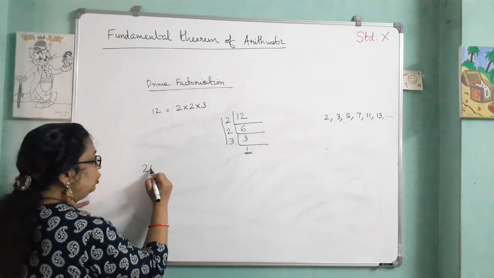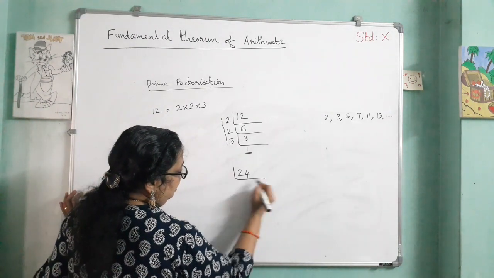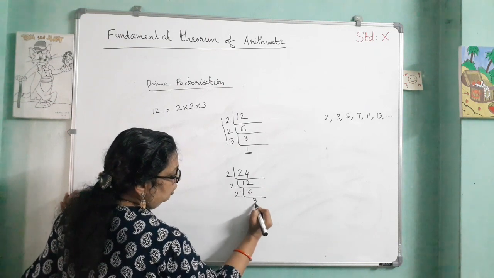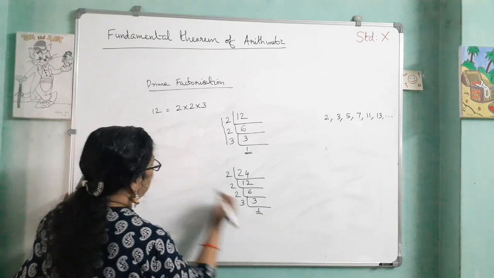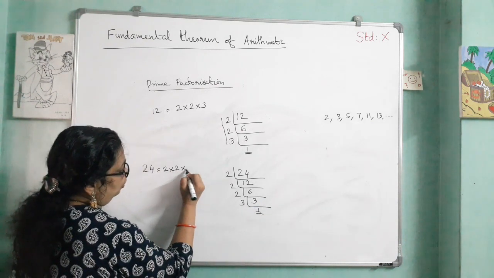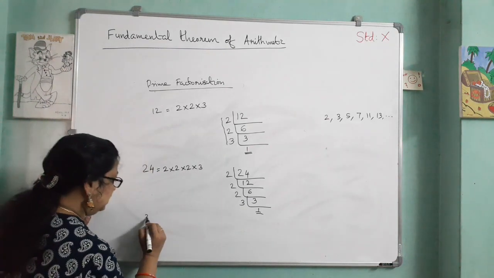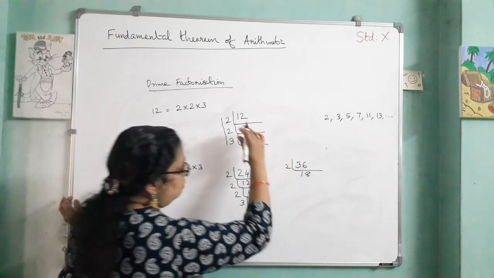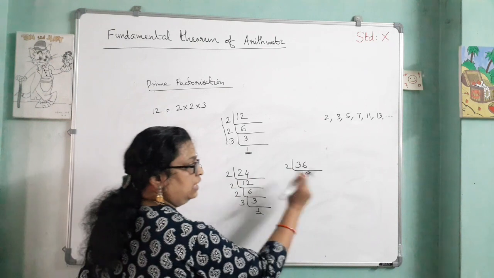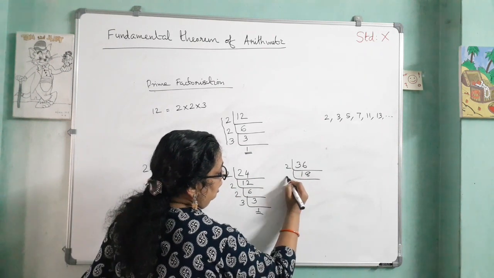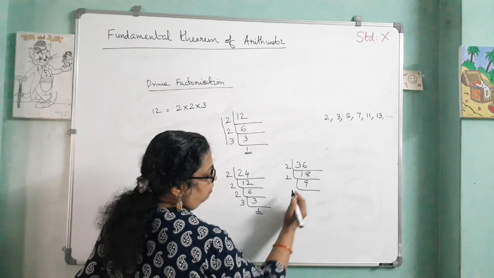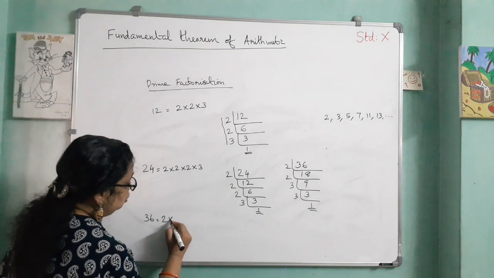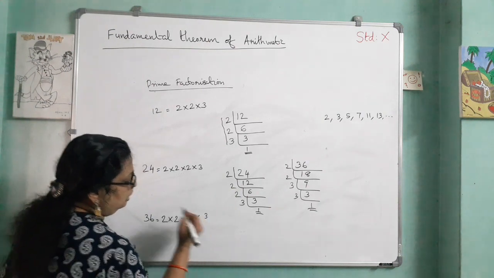The next number, 24. 24 we factorize: 2, then 12, again 2, then 6, then 2, 3, then 3, 1. So 24 can be written as 2 into 2 into 2 into 3. Then 36. 36 we write 2, if it is an even number, then 2 is definitely a factor. 2, then 18, then again 2, 9. Then this is not even, so next 3, 3, then 3, 1. So this 36 can be written as 2 into 2 into 3 into 3.